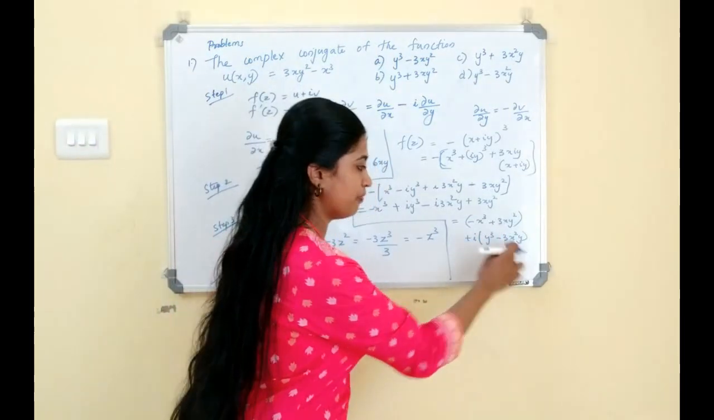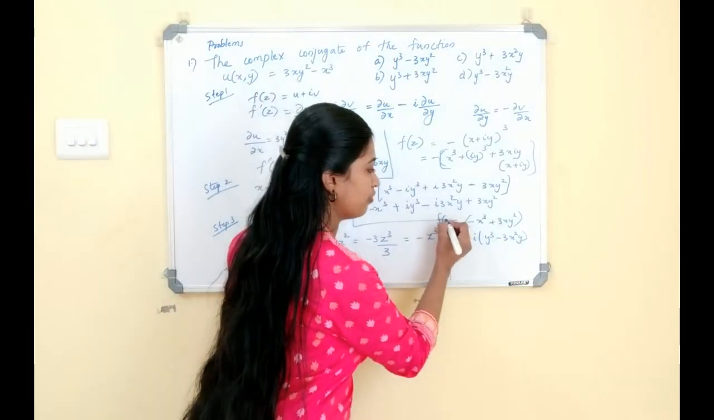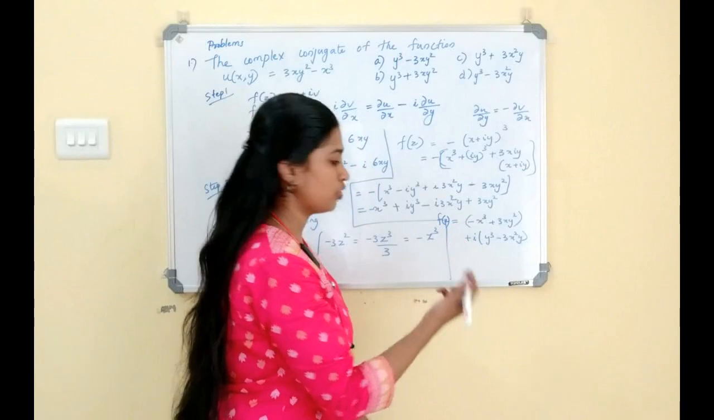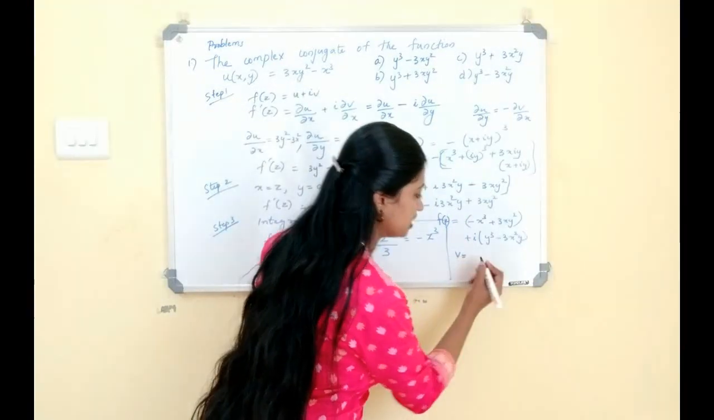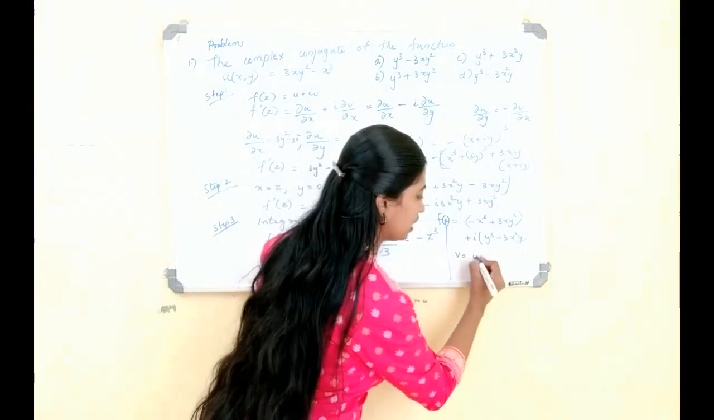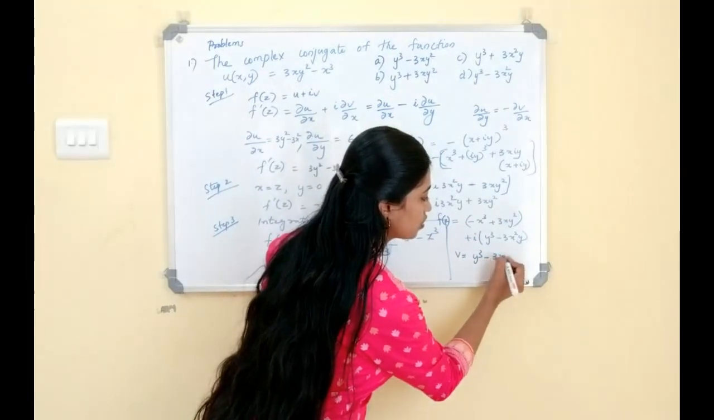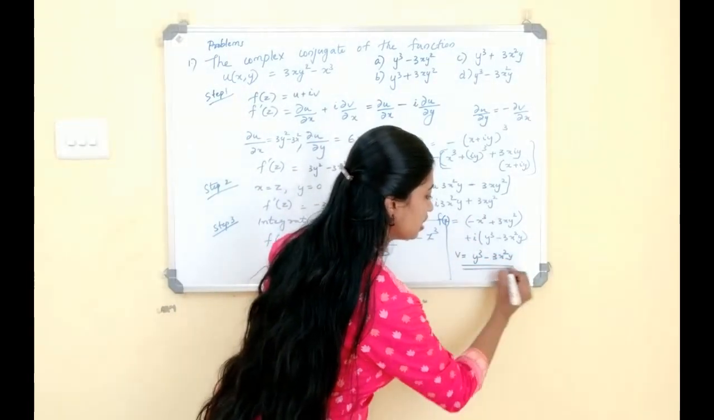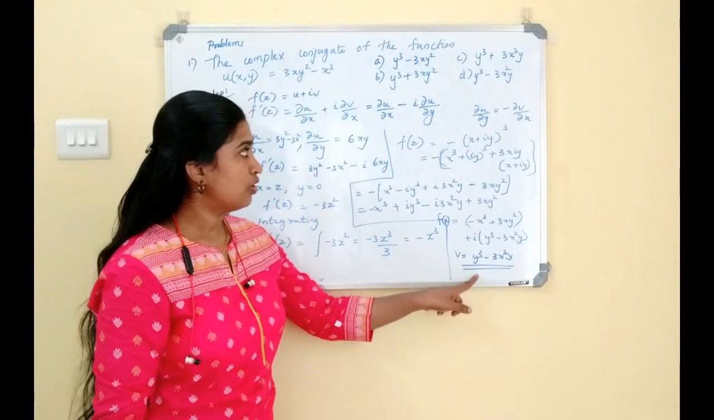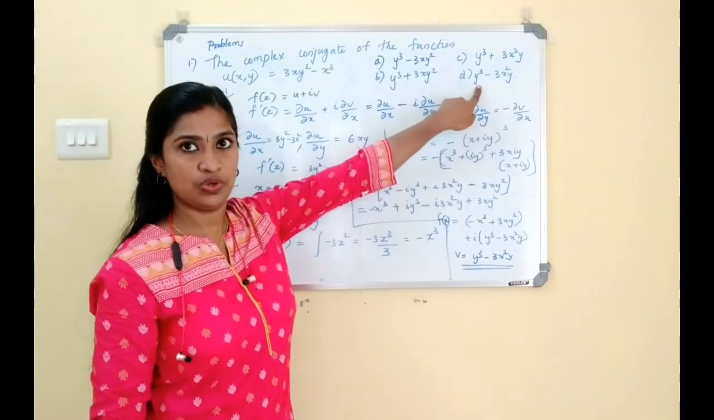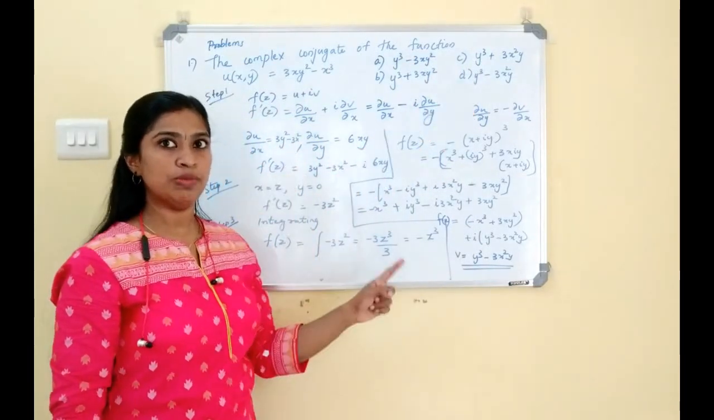The imaginary part of this function f of z is the complex conjugate of u, that is v. V is equal to the imaginary part, that is y cube minus 3x square y. This is the required answer. This is the actual method of doing this problem.